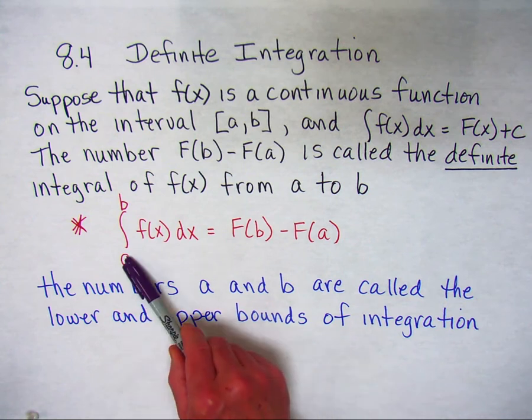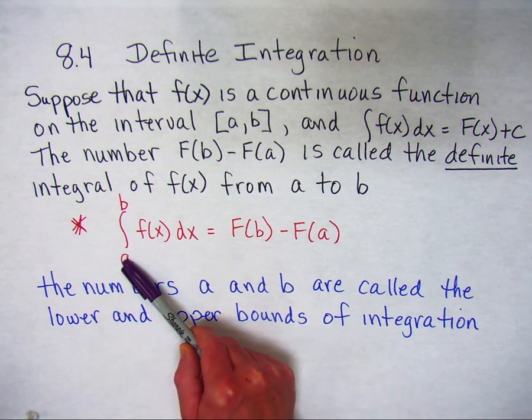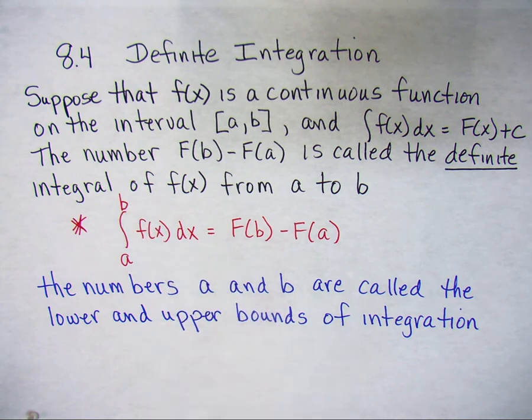The numbers a and b that you see on the integral sign, they are called the upper and lower bounds of integration. The bottom number obviously being the lower, and the top number being the upper. So now we'll have a look at a couple of examples of how to actually calculate the definite integral of a function over a given interval.